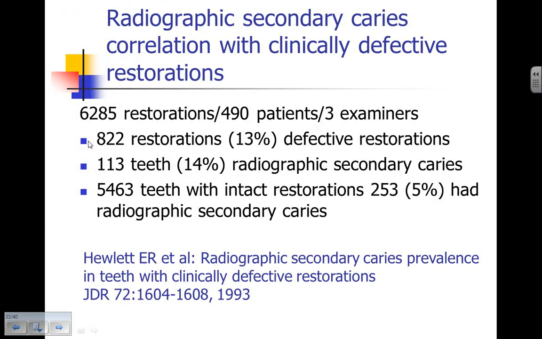What about secondary caries using a radiograph and correlating it with clinically defective restorations? And this was a clinical study done at UCLA and published in 1993 in the Journal of Dental Research, where close to 6,300 restorations on 490 patients were examined by 3 examiners. These restorations were deemed to be clinically defective.